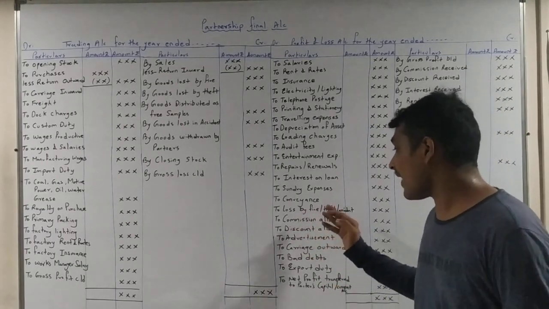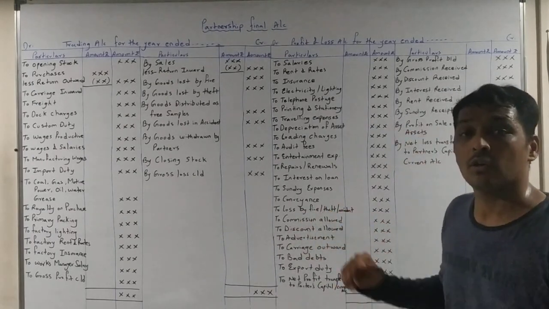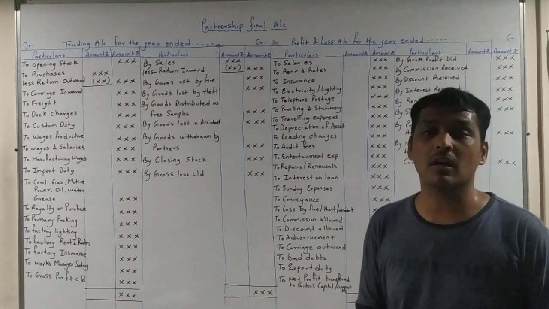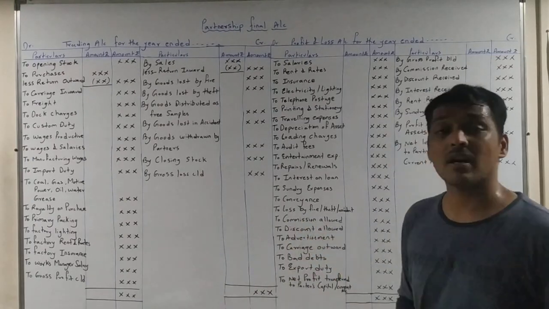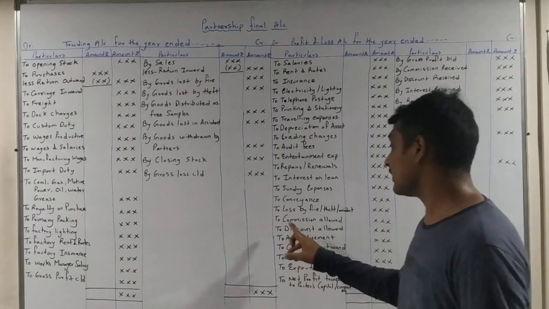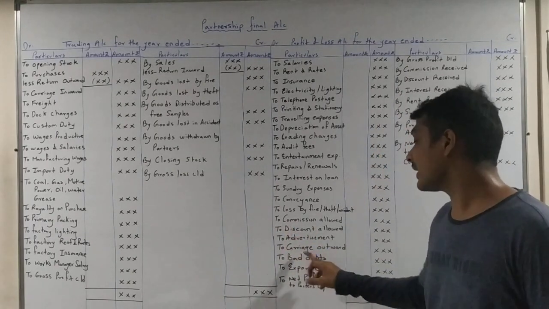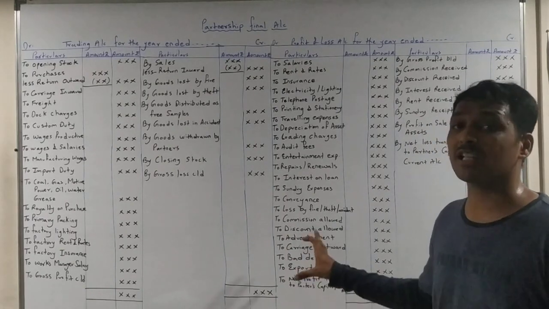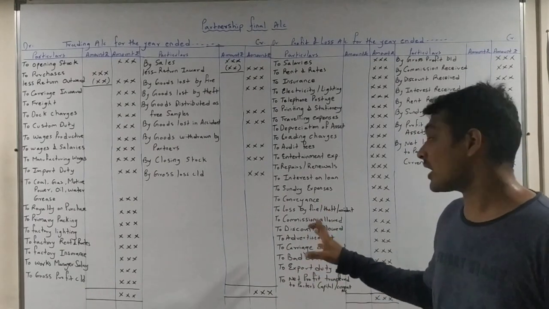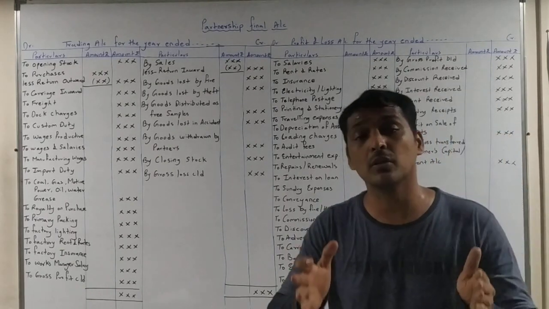Then loss by fire, theft, accident. So whatever actual loss has occurred, that loss is recorded here under the debit side. Then commission allowed, discount allowed, advertisement, carriage outward, these all expenses are recorded under the debit side of profit and loss account because they are related to office.